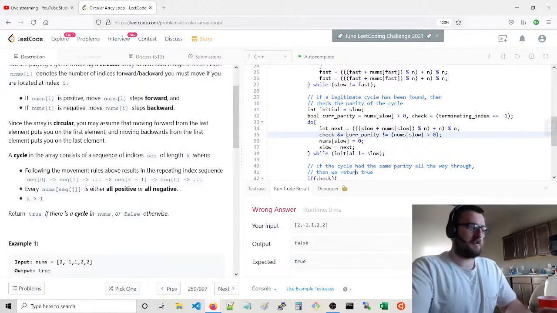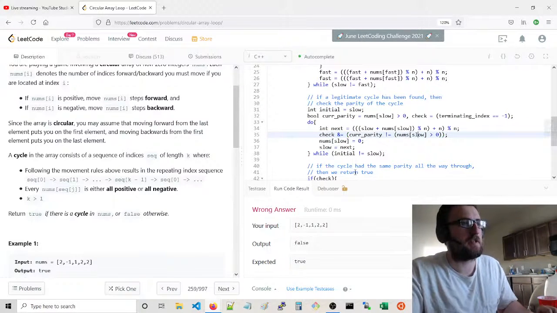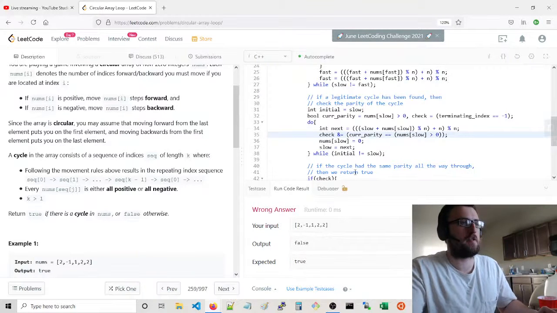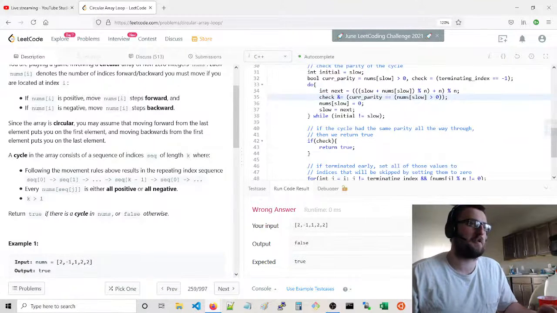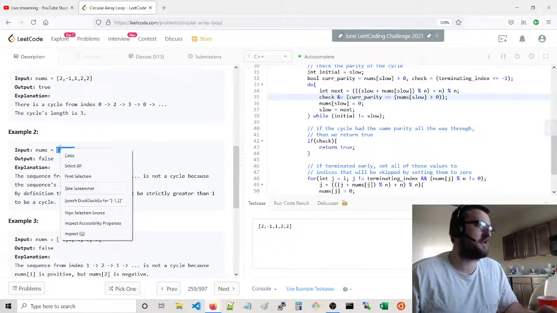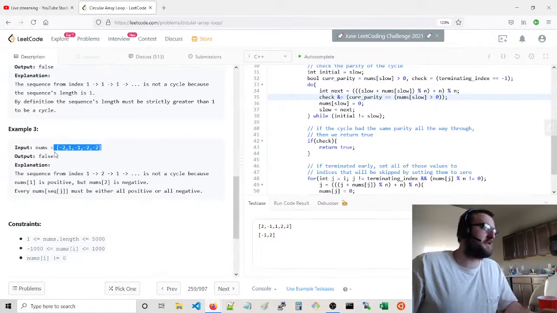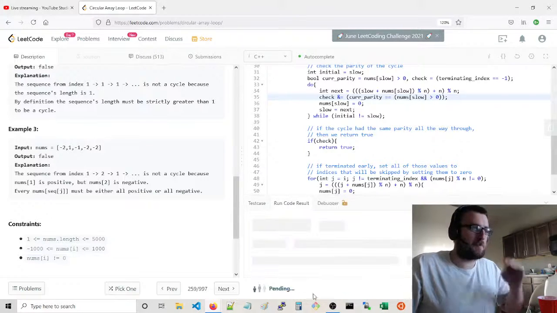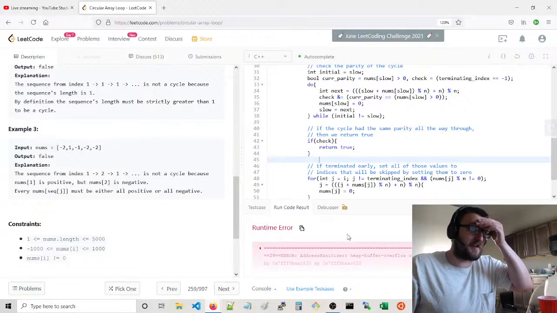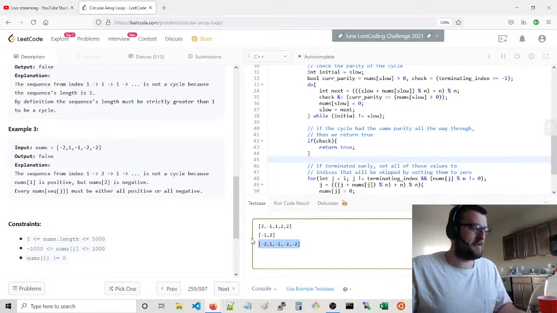Excuse me. Check is if it's equal to the same parity. That's my mistake. This check should be true. There we go. Slight misstep there. I misprogrammed that part, what that was supposed to do. Runtime error. Okay. What happened there?